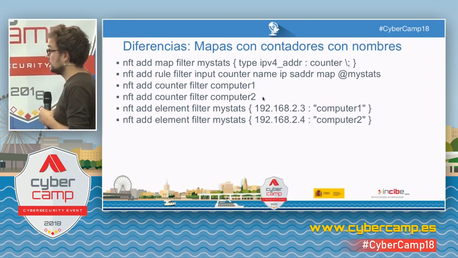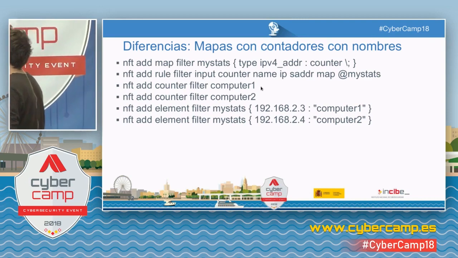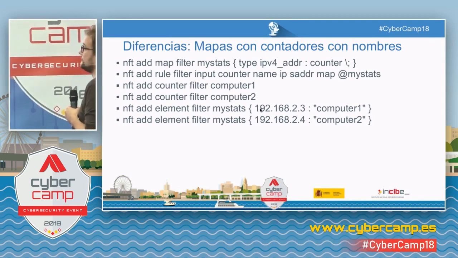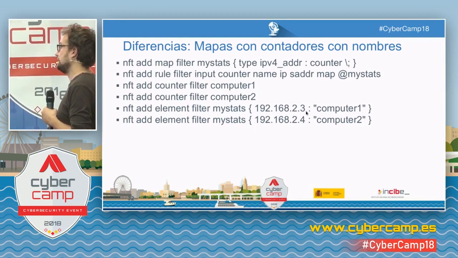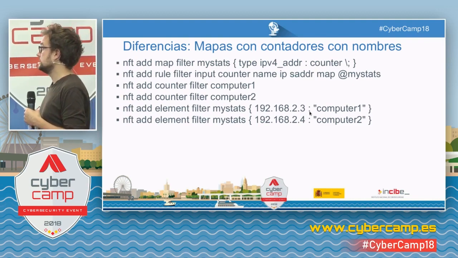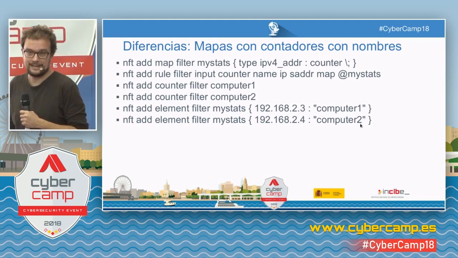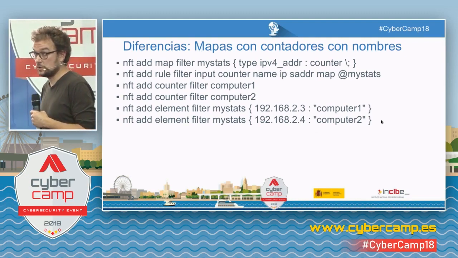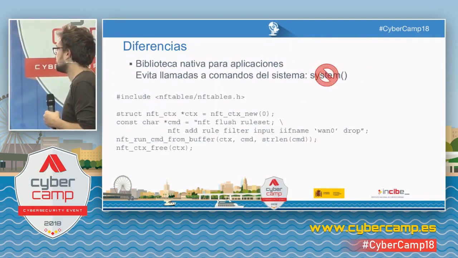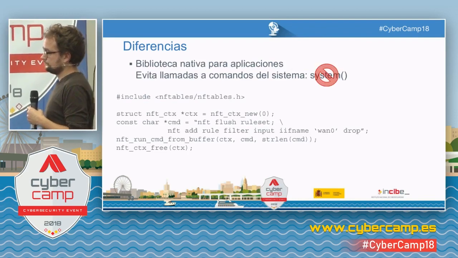We have generated two counters, computer 1 and computer 2. So computer 1 is updated when traffic comes from 192.168.23 from that system, and the same for the other counter. So the map can then be updated and refer to all those situations.